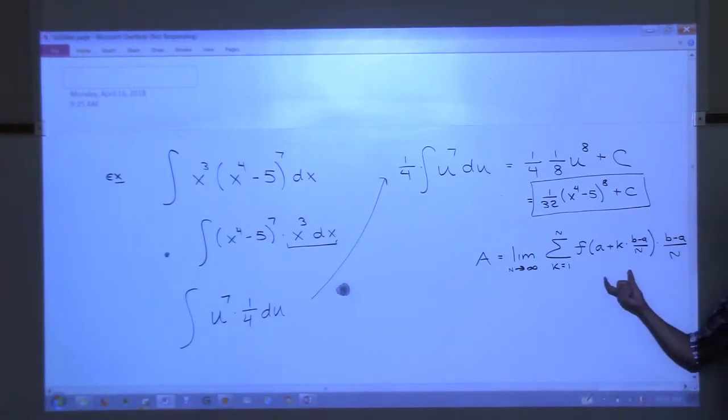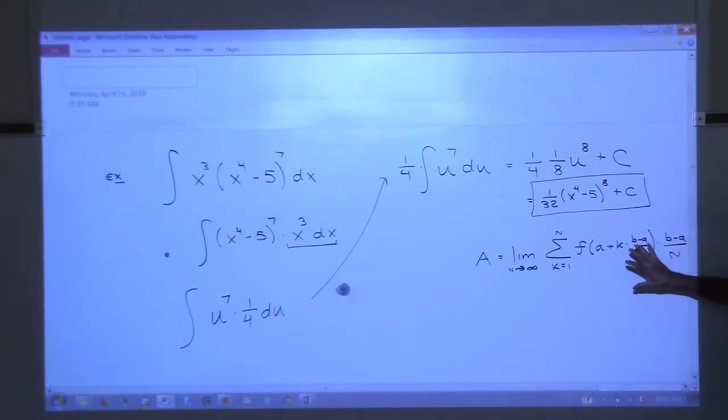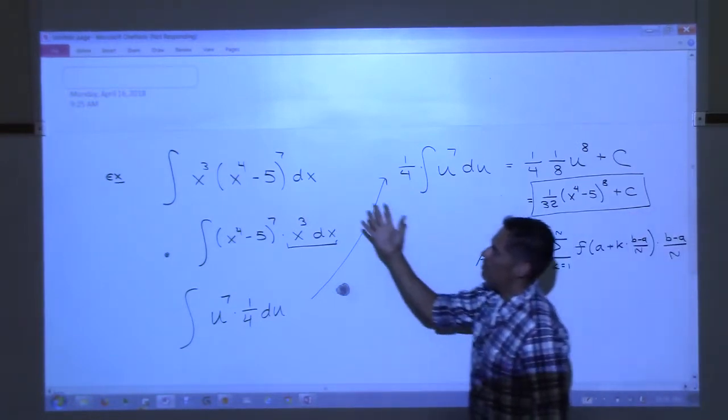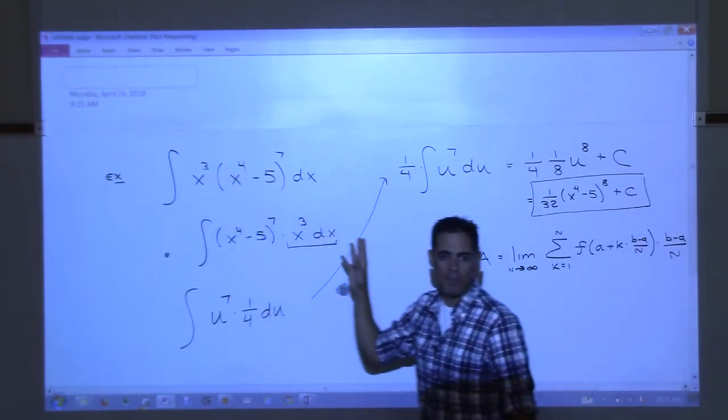Okay, I had this on the board earlier. I used delta x here instead, but delta x was b minus a over n. This is the true area underneath the curve, right? I wanted to talk a little bit about where this notation comes from.